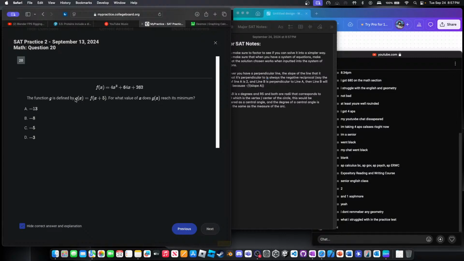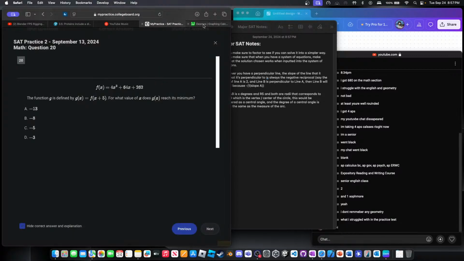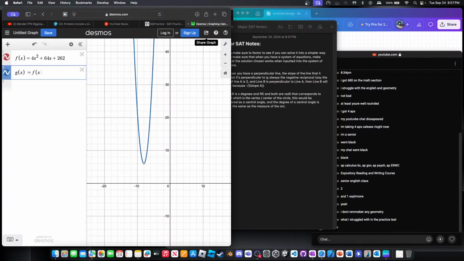I'm trying. Oh, okay, I see why. Value of x for g of x reaches minimum. So, okay, this is quite unfortunate. They shouldn't have confused me like this. So now we have to put another graph here. G of x is equal to f of x, which is the same thing, plus 5. Plus 5 is just shifted over. It reaches its minimum at negative 13. Oh, right, I see why.